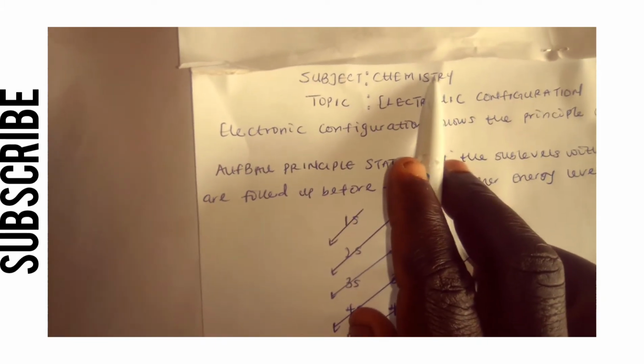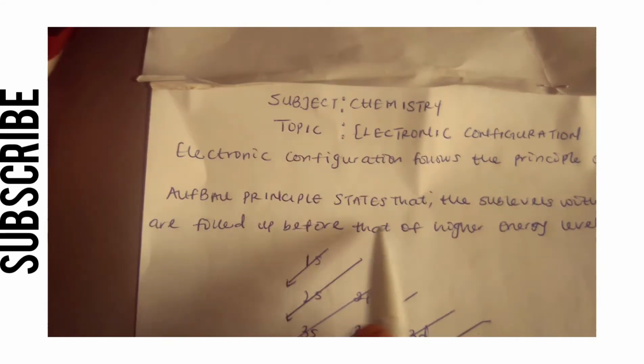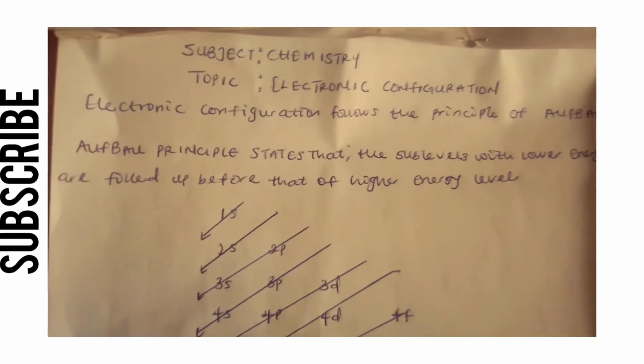The subject we'll be taking a look at today is chemistry, and the topic is electronic configuration. Electronic configuration follows the Aufbau principle. So what is the Aufbau principle? The Aufbau principle states that the sublevels with lower energies are filled up before that of higher energy levels.